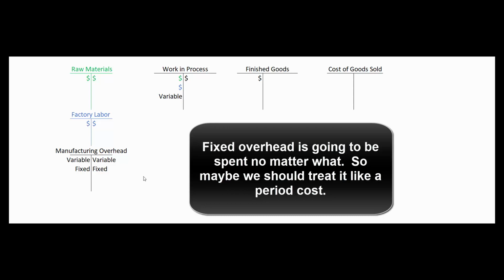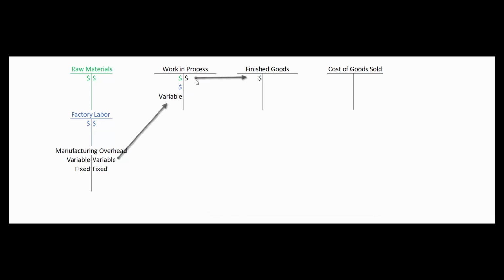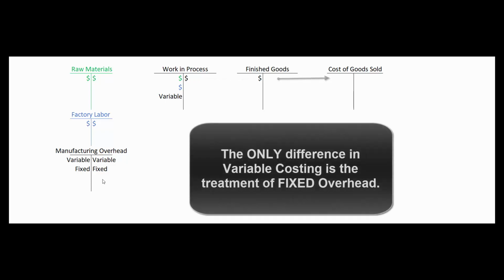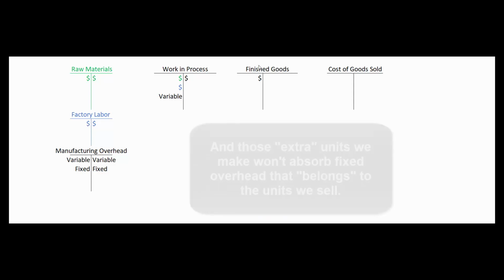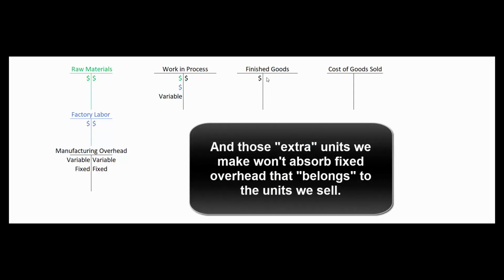So what we're going to do is take variable overhead and move that into work in process, from work in process into finished goods along with our raw materials and our labor, and eventually into cost of goods sold. But fixed overhead we're going to treat like a period cost. And fixed overhead is going to get subtracted in the period that we incurred it. It's not going to hang out up here and hence hide out in finished goods or absorb costs that might otherwise have gone to the units that we sold.